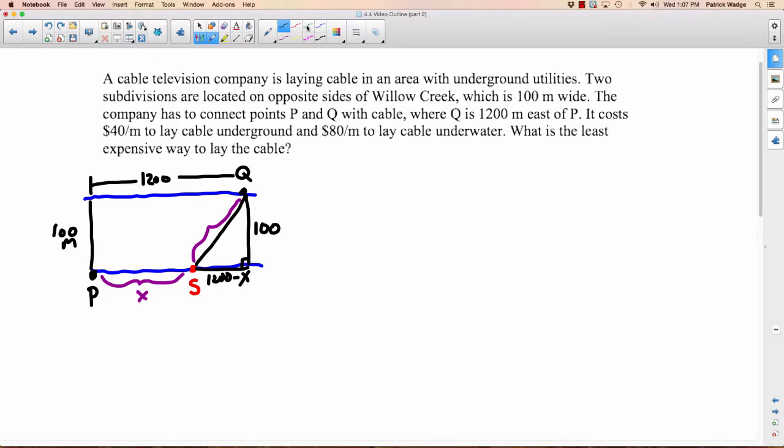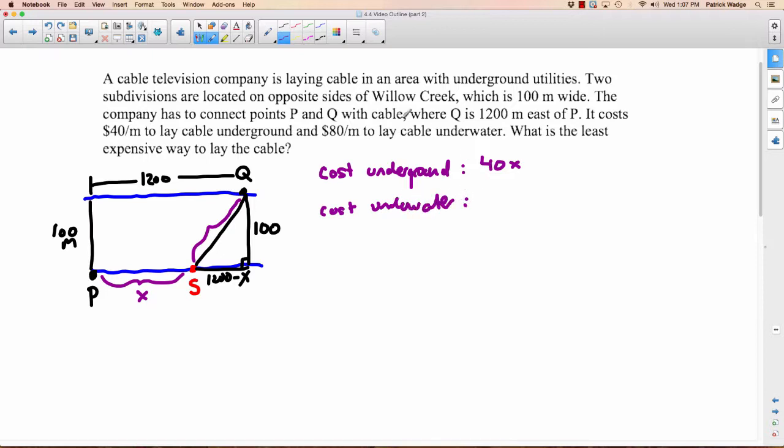Okay, so we have two things. We have the cable underground here, and what we're interested in is the cost underground. And the cost underground is $40 per meter. And how many meters do we have here? X meters. So 40 times X. That's the cost underground. That's easy, like an easy expression to write. Not so easy for the cost under the water.